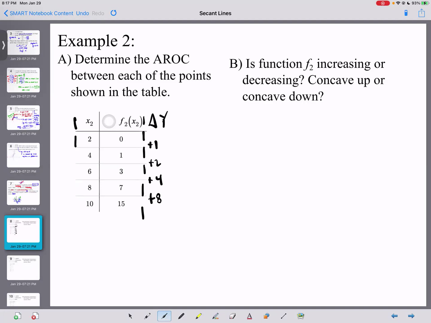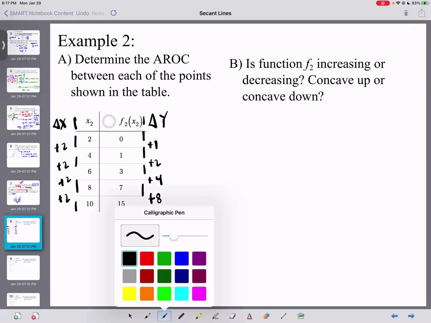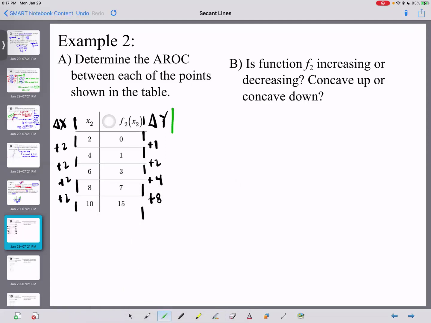If I look at my change of x column, I'm increasing by 2, increasing by 2, increasing by 2, and finally increasing by 2. So remember now, to find your A rock, you take the change of y divided by the change of x. So this will be 1/2. Here this would be 2 divided by 2, which is 1. Then 4 divided by 2, which is 2. And then 8 divided by 2, which is 4.